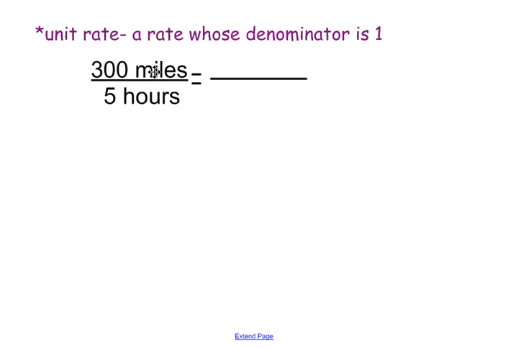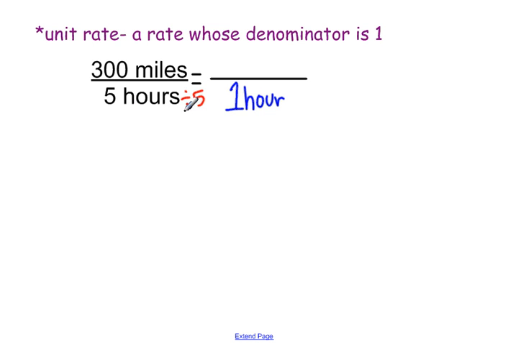So this says 300 miles in 5 hours. Well, a unit rate is a rate whose denominator is 1. Right now, my denominator is 5. So if I want to turn this into a unit rate, I know that I'm going to need a denominator of 1 down here. And since I'm talking about hours, that's what it will be, 1 hour. So then I have to ask myself, how did I go from 5 hours to 1 hour? I must have divided by 5 because 5 divided by 5 is 1.